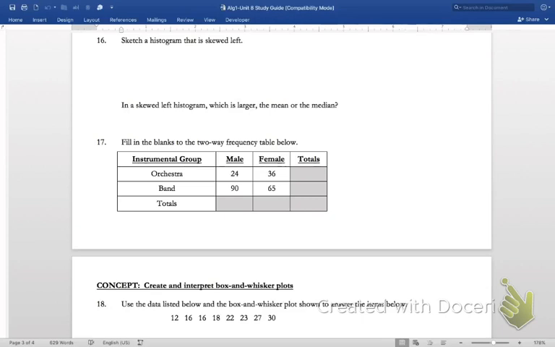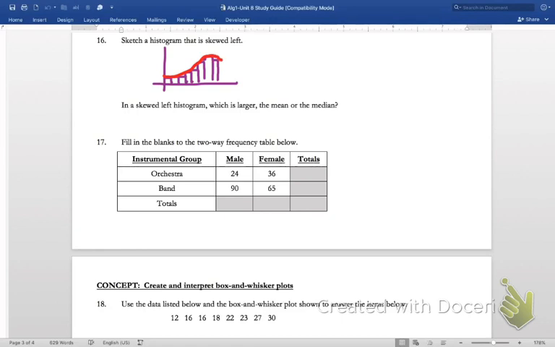Next, we're going to sketch a histogram that is skewed left. It does have to be a histogram, so we need some bars on it. So we're going to have some bars that are kind of small on the left, and then we're going to get a little steeper on the right. And so skewed left is going to have the tail on the left side.